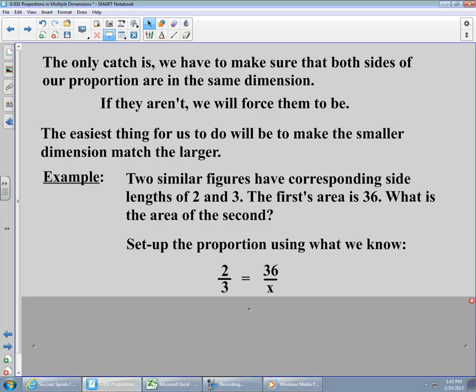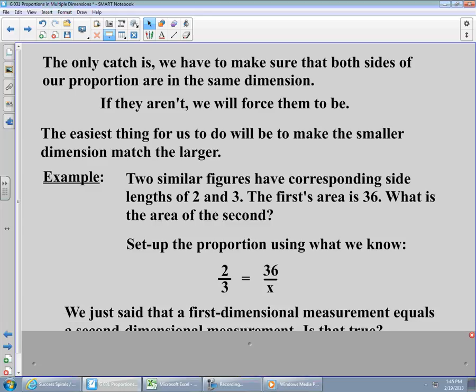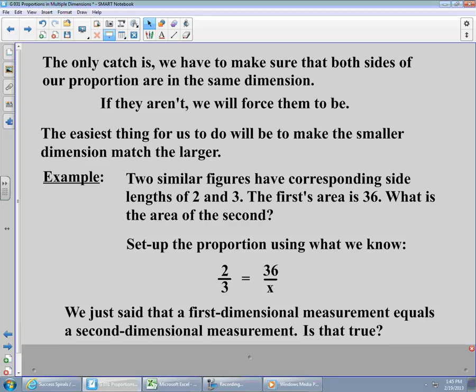Well, what kind of information is the 2 to 3? It's side lengths. What dimension is side lengths in? It's a first dimensional measurement. On the right hand side, we've got 36 to x. What measurements are these? These were areas. Area is a second dimensional measurement. So what our proportion is trying to say right now is that the first dimension is equal to the second dimension. And we need to ask ourselves, anytime we set up a proportion, is that true? If we have set up a dimension mismatch, this is a lie.